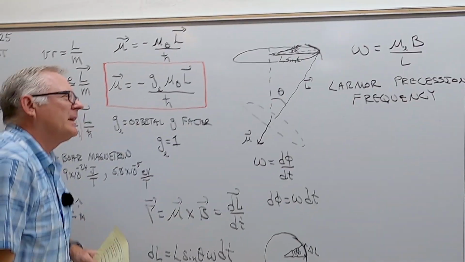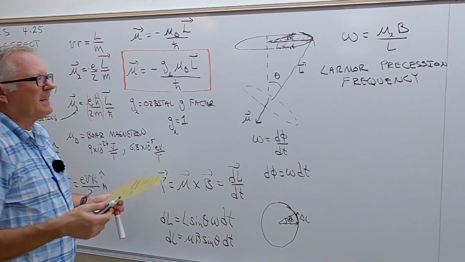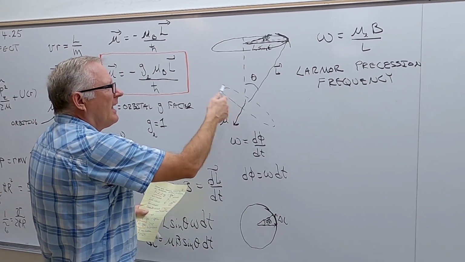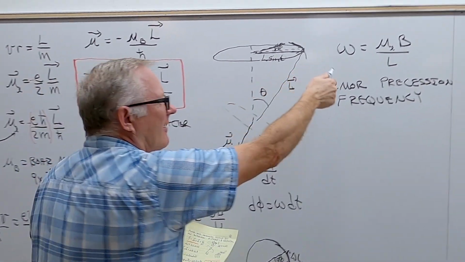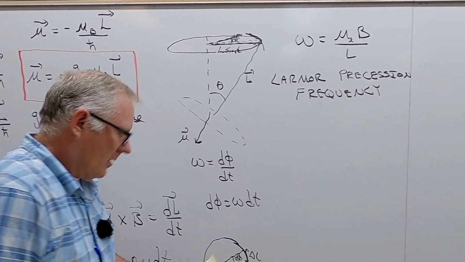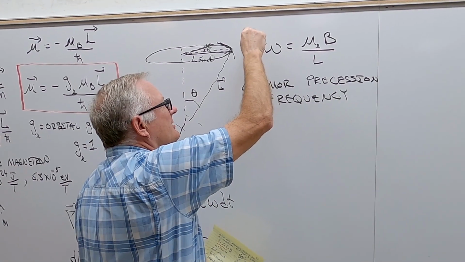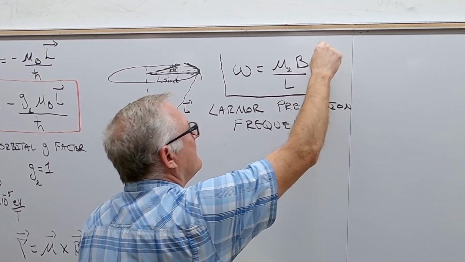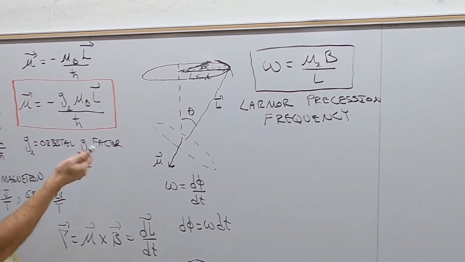Okay, so what that means is you put hydrogen in a magnetic field, and it's just going to precess at that frequency right there. And if it can't lose its energy, it's just going to keep precessing around.